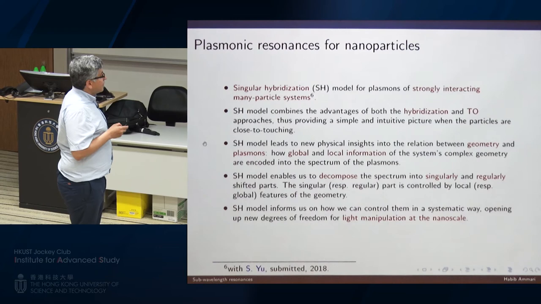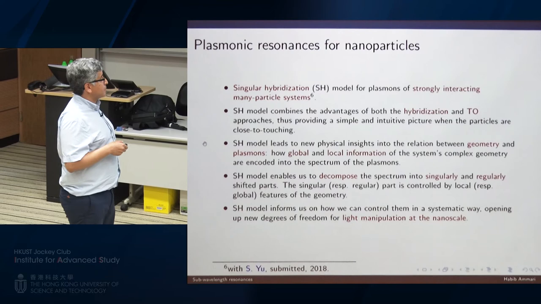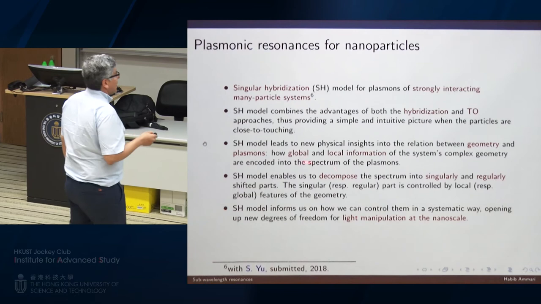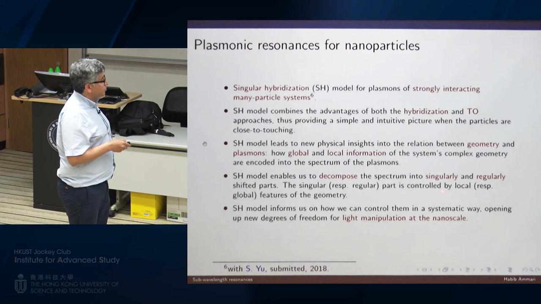And there is something interesting in this singular hybridization model. It gives us insights into the relationship between the geometry and the plasmons, how global and local information of the system are encoded into the spectrum of the plasmons. I will make it explicit. This model enables us to decompose the spectrum into singularly and regularly shifted parts. The singular part is controlled by the local features of the geometry, and the regular part is controlled by the global feature of the geometry.